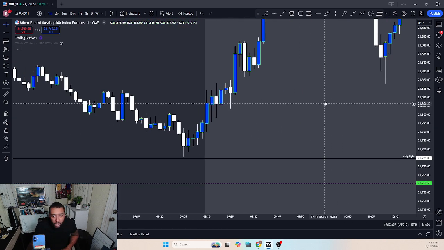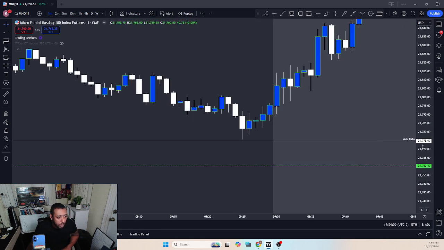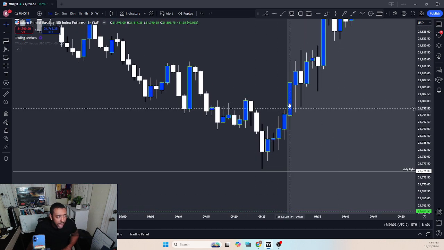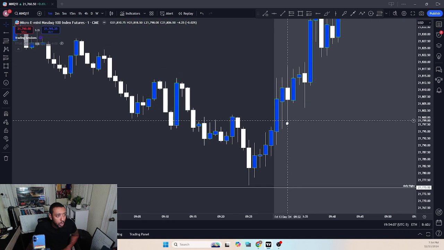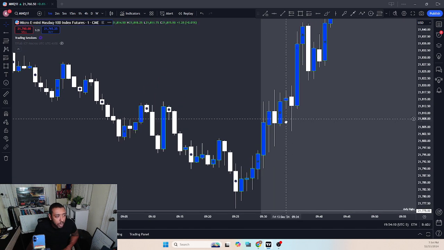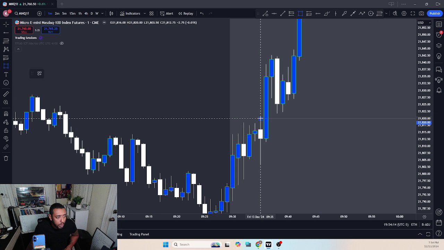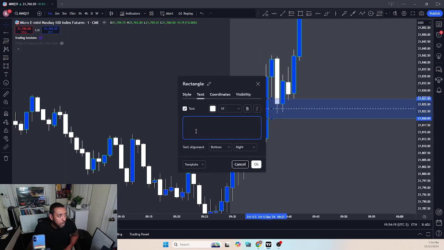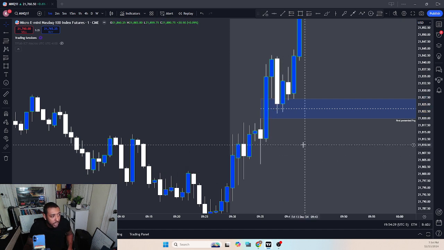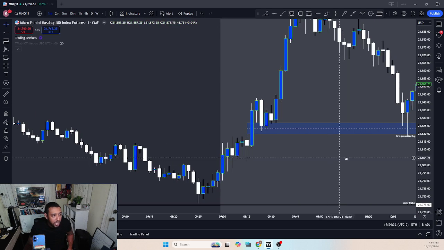So let's zoom in to market open. This candle right here is the 9:30 candle, and I'm looking for the first presented fair value gap. We got that right here. So let's notate that. First presented FVG. That's the first thing I'm looking for. Now, let's see what happened after that.